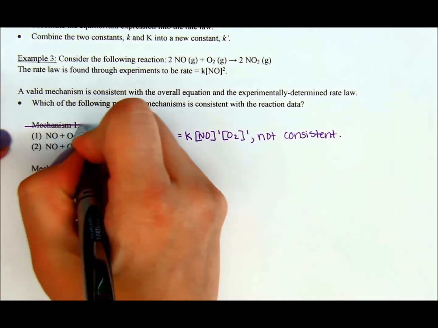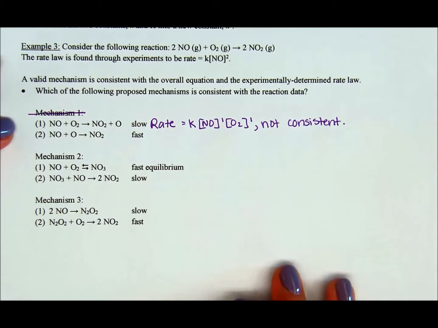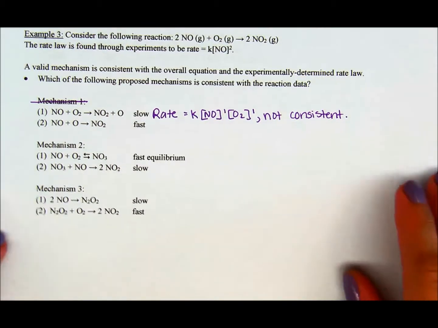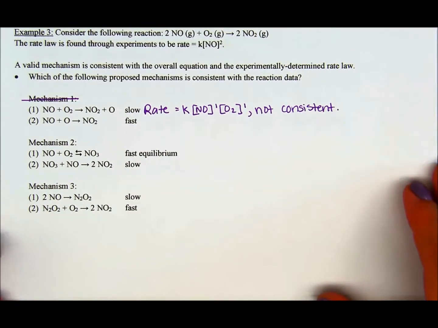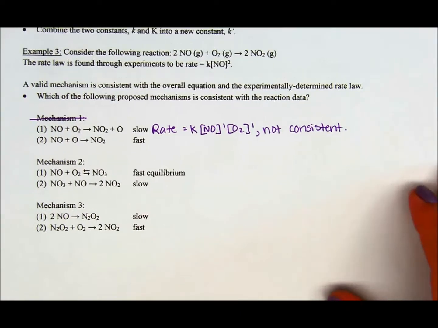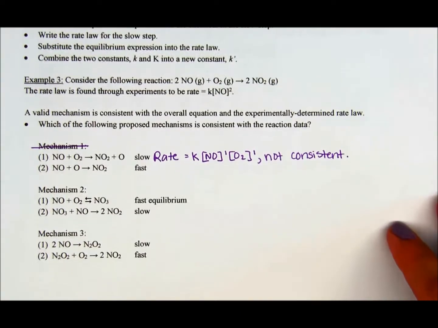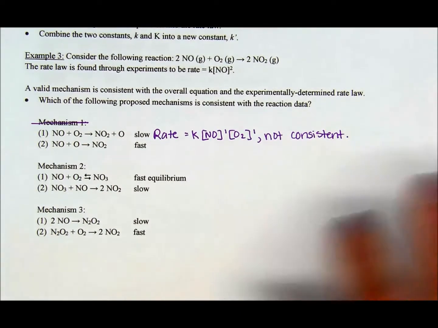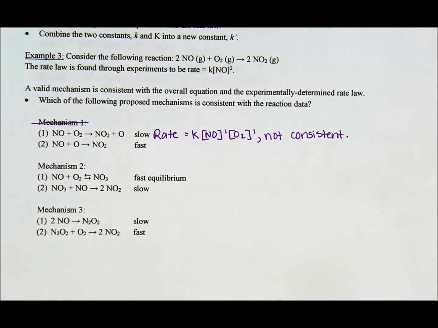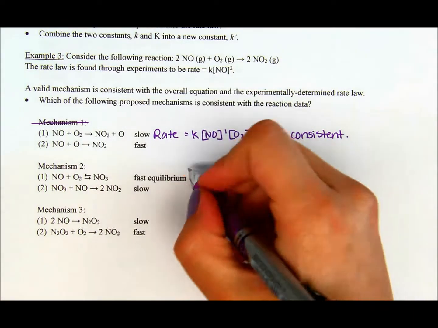Okay, so it's not mechanism 1. Let's check mechanism 2. So this is where our fast equilibrium is going to come into play. This is where we need to use those new steps. Okay, so mechanism 2, our fast equilibrium. Write the equilibrium expression for the fast equilibrium.